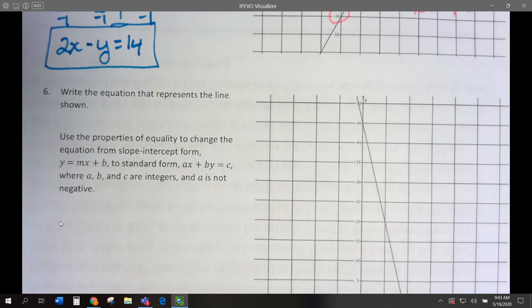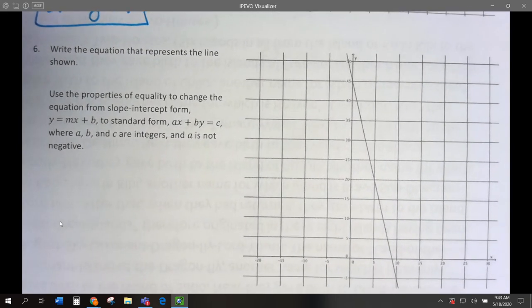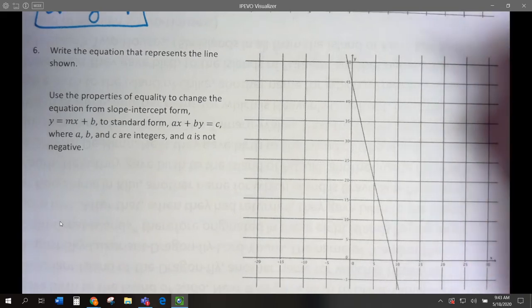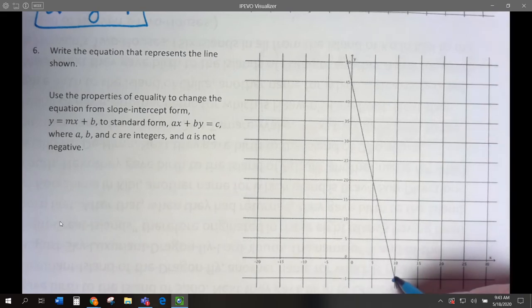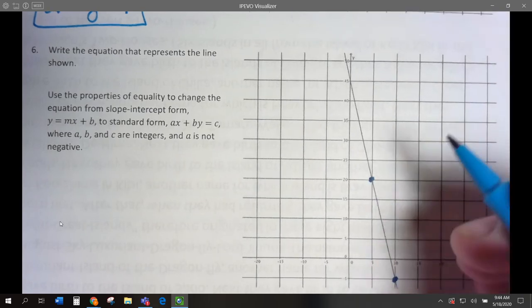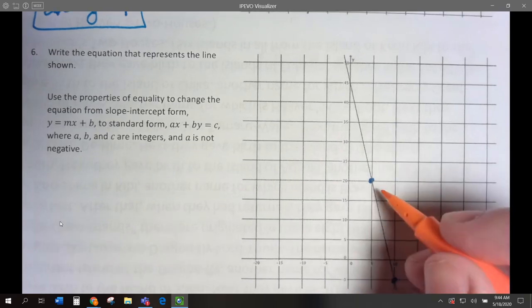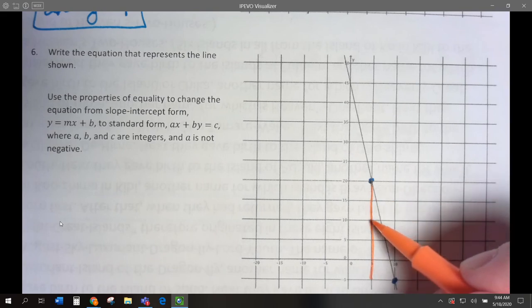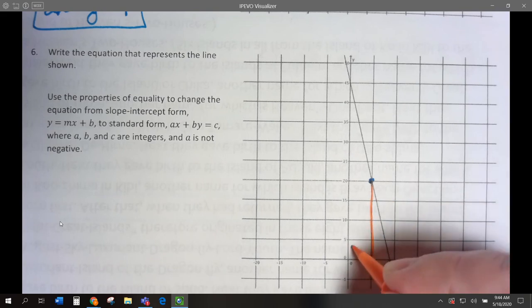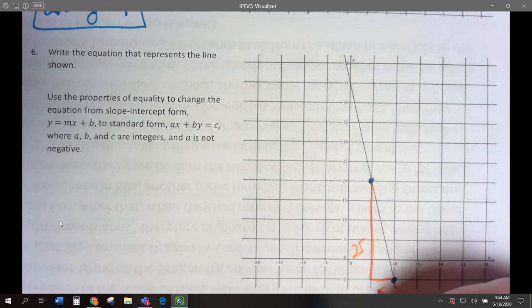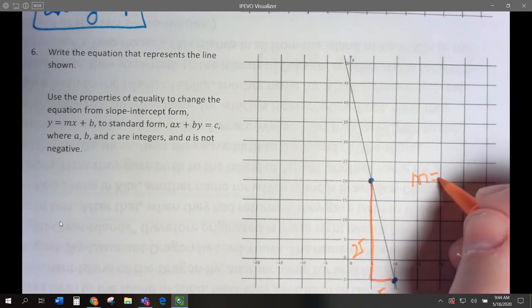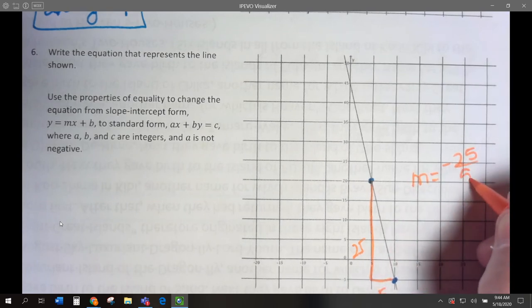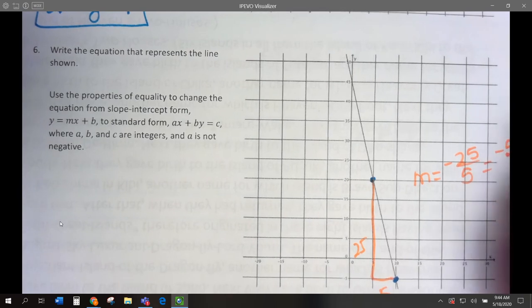And our last problem for today, same thing. Do notice that they're counting by 5s here. So let's pick 2 points. I'm going to pick this point and this point. Do my rise over my run. My rise is going down, so it's negative 5, 10, 15, 20, 25. And my run is 5. So m is negative 25 divided by 5, which is going to be negative 5.